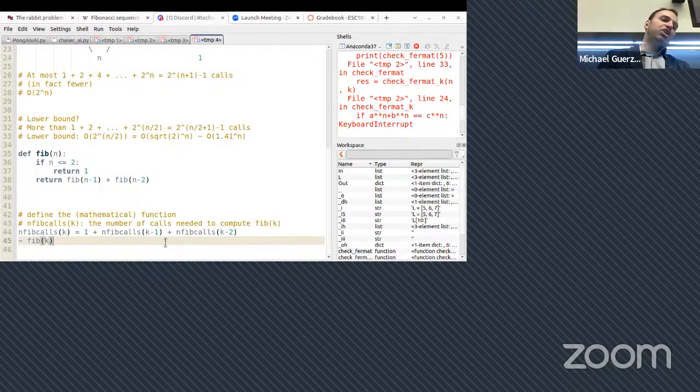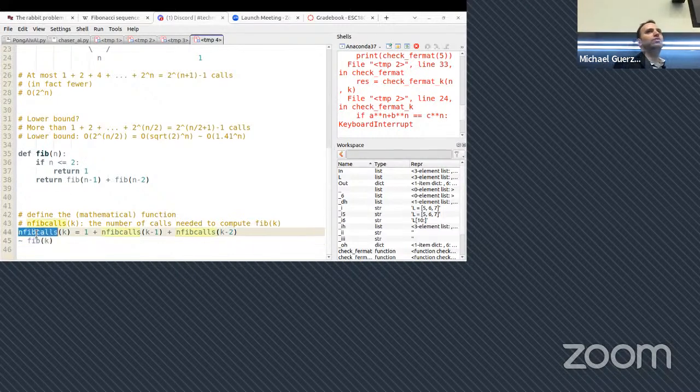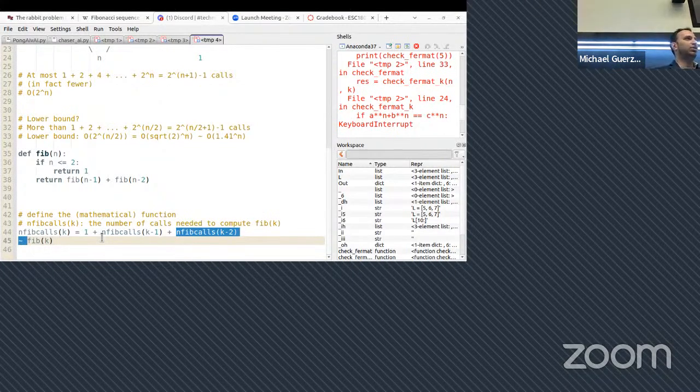So this recursive fib function has this weird property that the number of calls needed to compute it is actually the same as the function itself. The way we figured it out is we just said, well, what's the number of fib calls of k? Well, you need to compute fib k minus 1 and you need to compute fib k minus 2. So that's this part. And then we also need the +1. But those things are so much larger than 1 that the +1, as it turns out, doesn't matter very much.